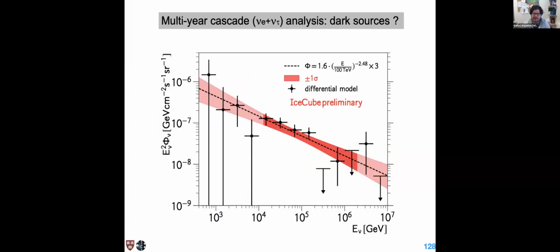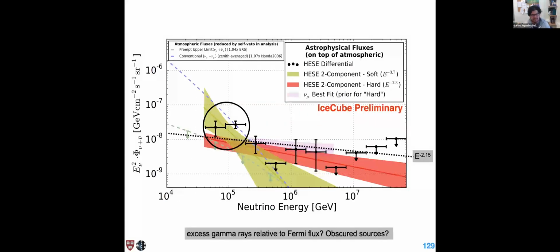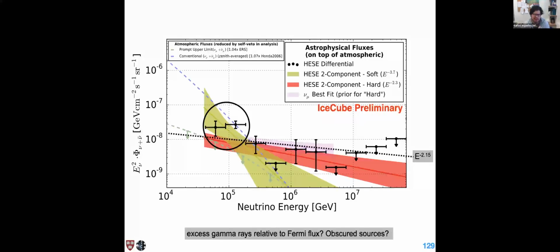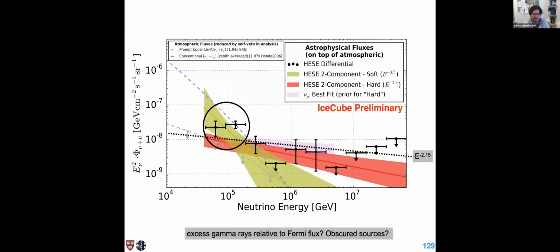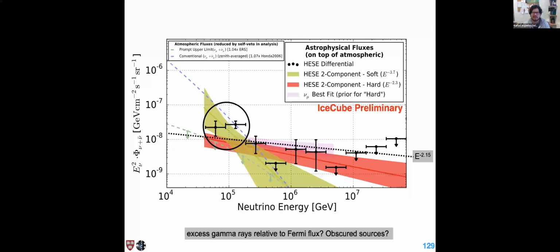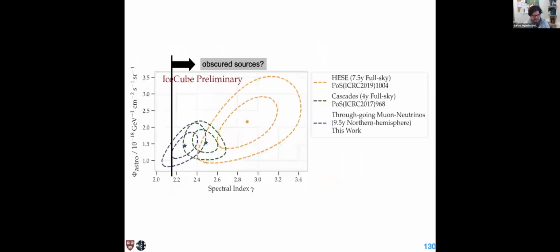Okay, and this is actually now supported by our IceCube analysis. So this is the newest multi-cascade analysis that also supports the fact that the spectrum tends to be shallower. Okay, so this is a new measurement, for example, that shows you that these low energy data points will correspond to a neutrino flux that overshoots the Fermi gamma ray spectrum.